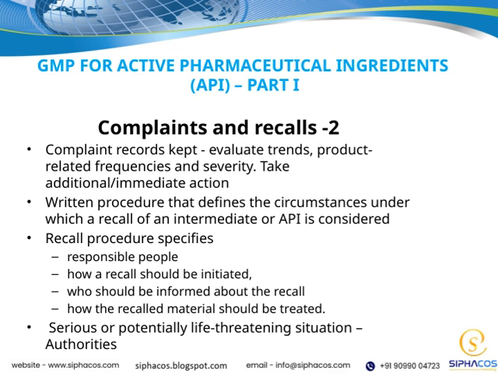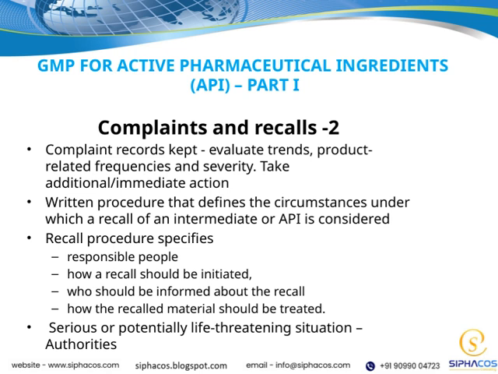Next, having a written procedure is crucial. This procedure clearly defines the circumstances under which a recall of an intermediate or active pharmaceutical ingredient, or API, should be considered. It provides a structured approach to handling such situations. The recall procedure itself specifies several key elements.